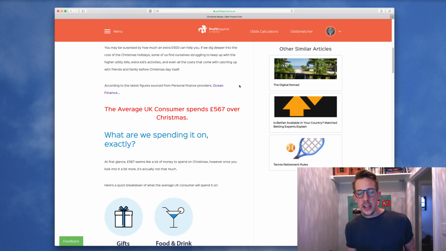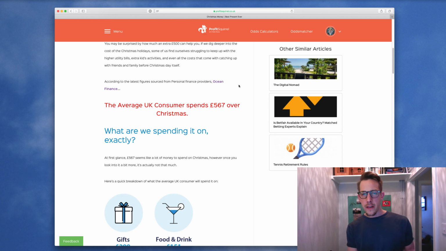And what we're doing is we're just having a quick look, firstly, at what the average person in the UK spends. Now, we've got these figures from Ocean Finance, the credit company, and they are saying in their research that the average person spends £567 extra over Christmas, which really is a huge amount of extra pressure on your bank balance.